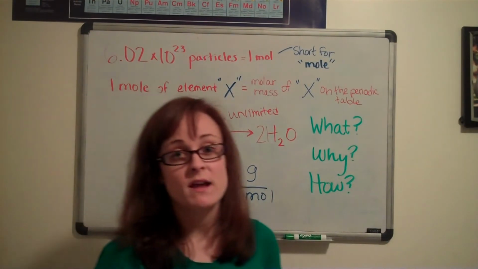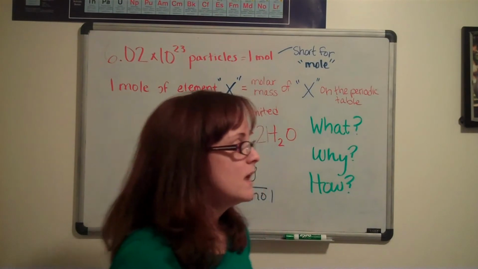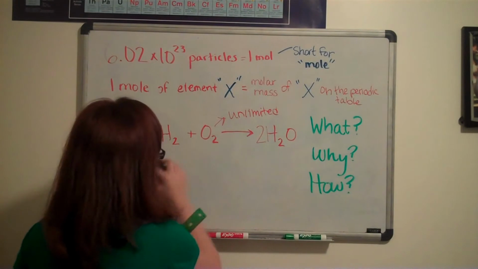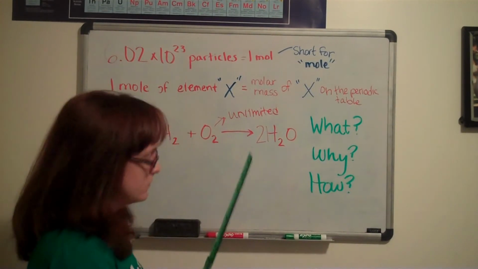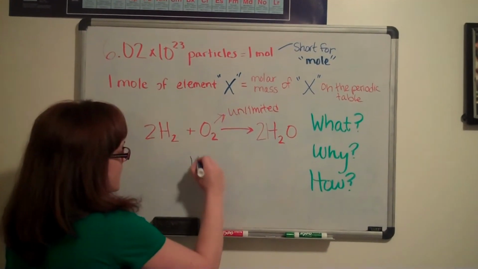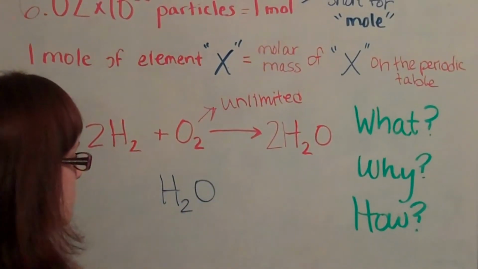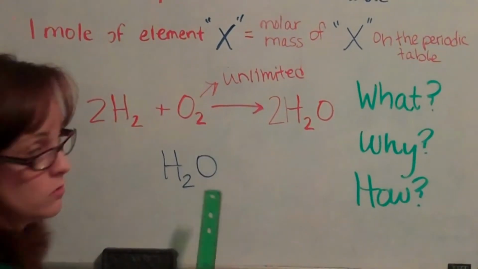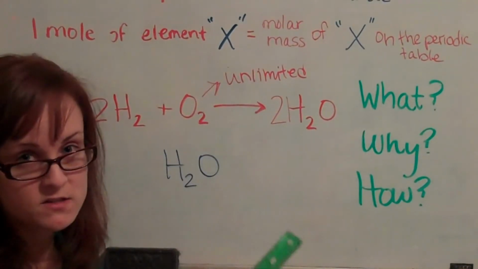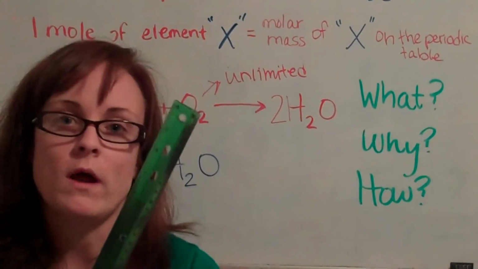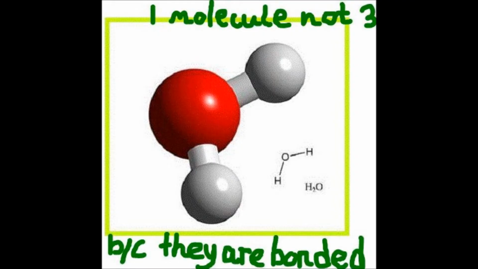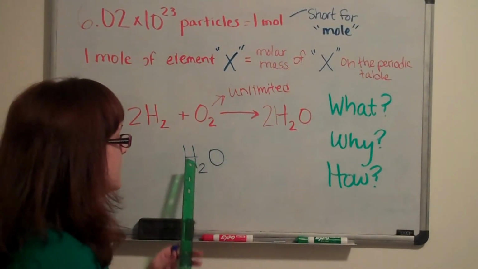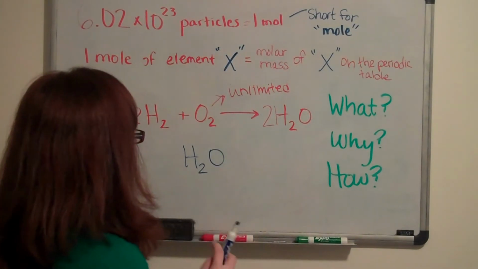We can also find the molar mass of a molecule of a substance. The way that we do that, let's take water for example. Water has the chemical formula H2O. And so we know that this is 1 particle. They're all bonded together, so they're not individual elements anymore, they're 1. So they weigh more together than they do individually.